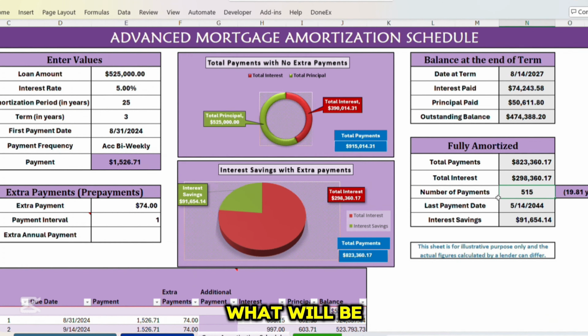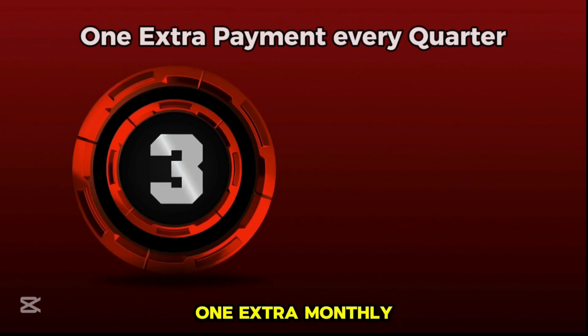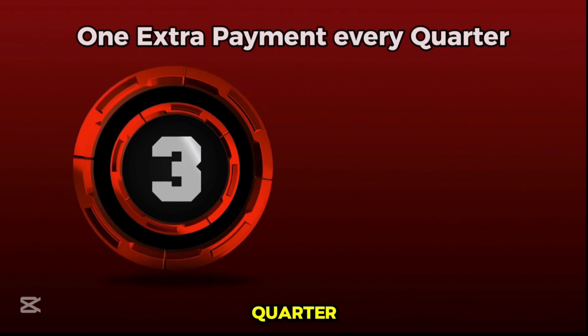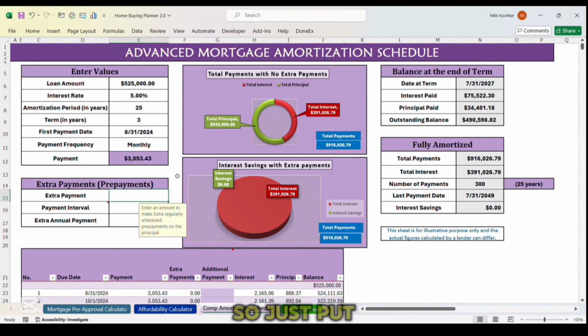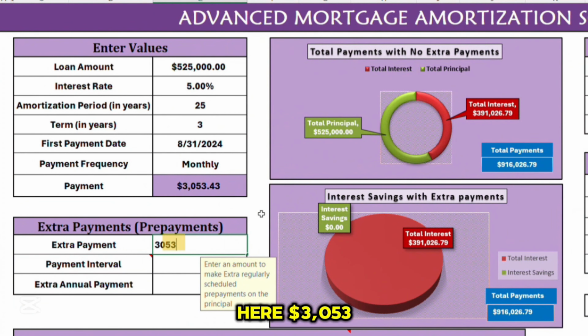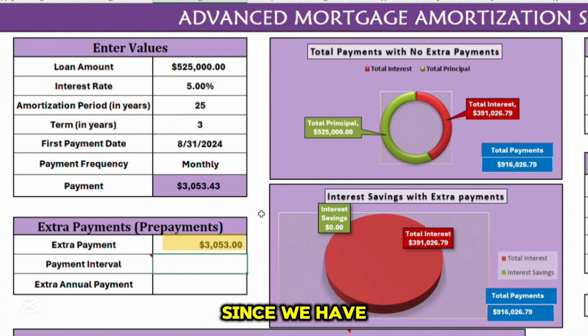Now let's jump to the third simple and effective method to pay off your mortgage. That is to make 1 extra monthly payment in each quarter. Let me show you how impactful it will be to pay off your mortgage earlier. So I'll just put here $3,053. So we have to pay this payment after 3 months, that is quarterly. So I'm putting over here 3.